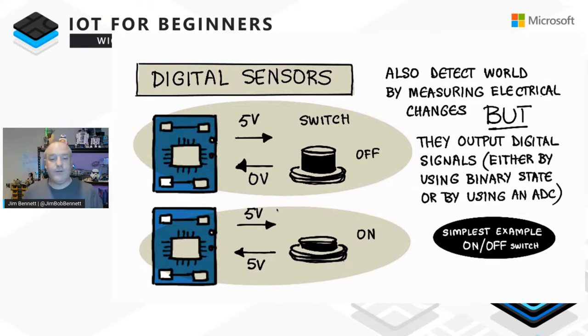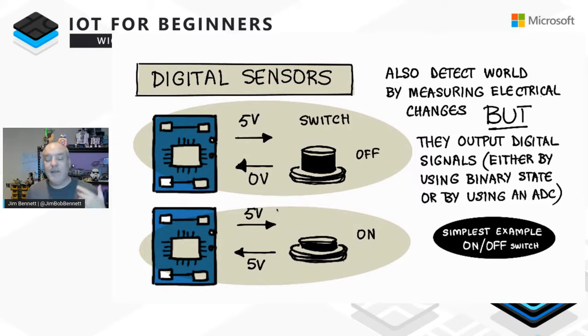Normally you have a threshold. So you would pick maybe like a halfway point. And if it's above the halfway point, it's on. If it's below that, it's off. And that makes it more accurate. If you put 5 volts in and get 4.5 volts back, you're on. 5 volts in, 0.1 volts back, you're off.